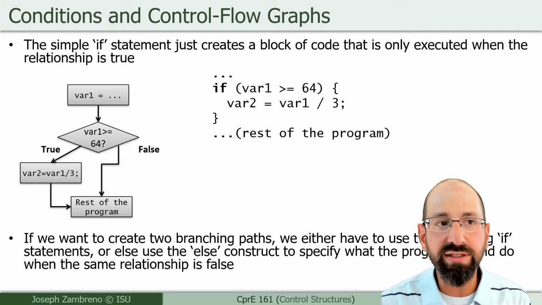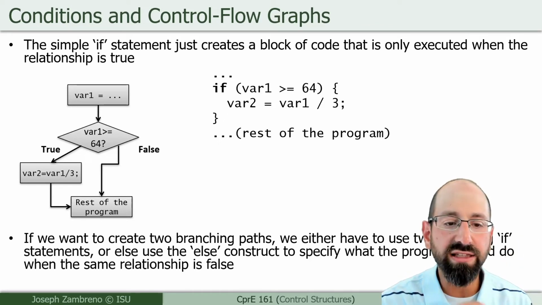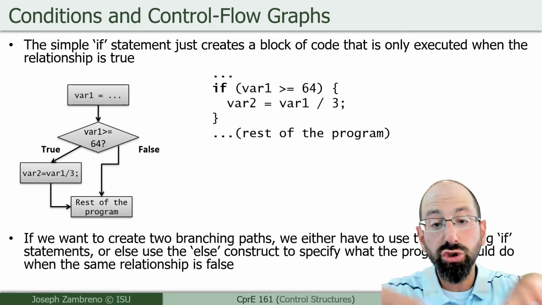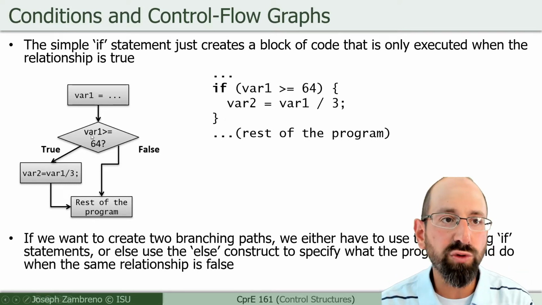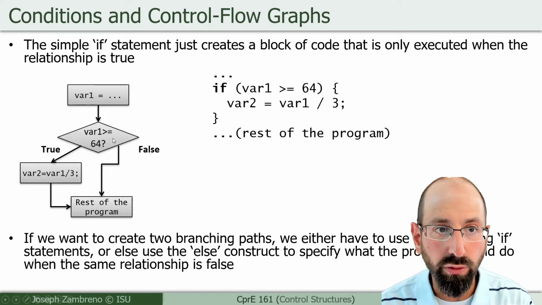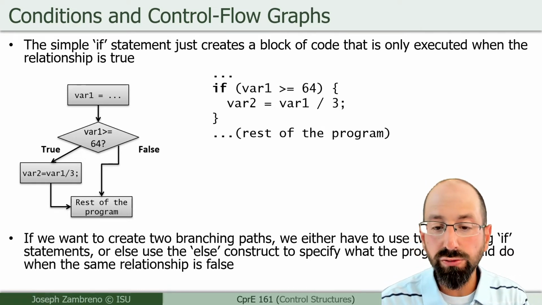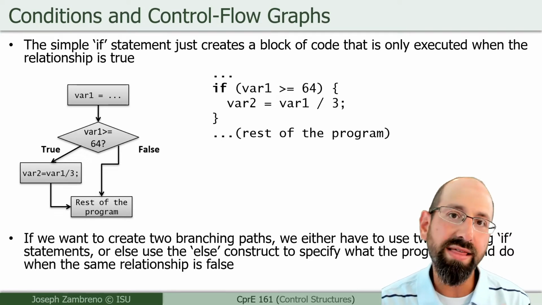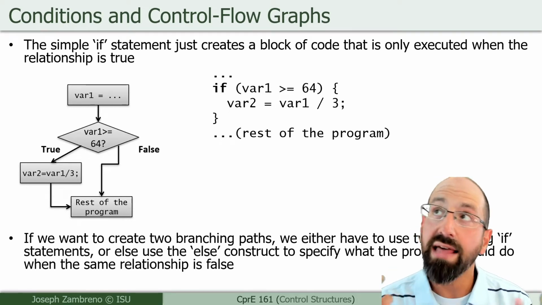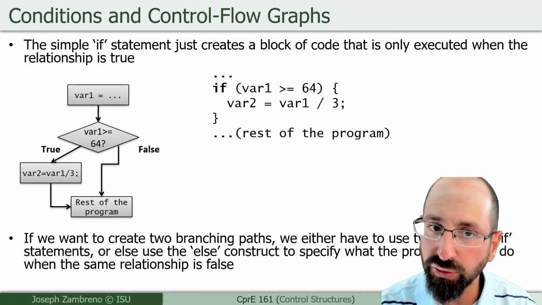So that's what that if statement's doing if we're looking at the control and data flow graph. That if statement's just creating a block of code that is only executed when the relationship is true. If we want to instead have 2 branching paths, in this case we have sort of the if path. This is what happens when the relationship is true, when variable 1 is greater than or equal to 64. If we in fact want to do 2 separate things, there's 2 different ways of doing it. We can have 2 kind of opposing if statements. By that I mean we could have an if statement for if variable 1 is greater than or equal to 64, and then separately if variable 1 is less than 64, and we would guarantee that one or the other of those 2 paths would get taken.